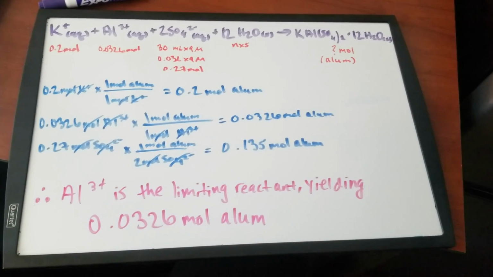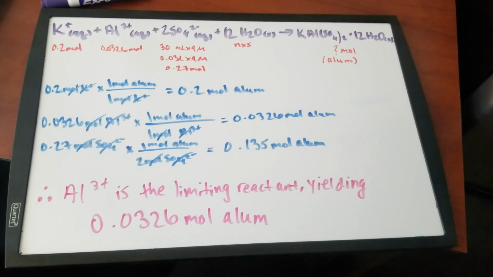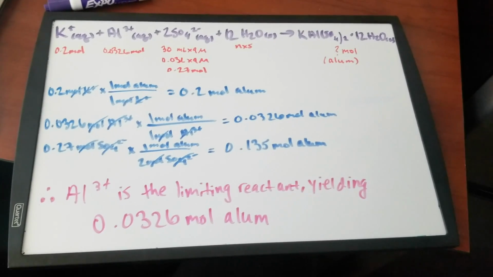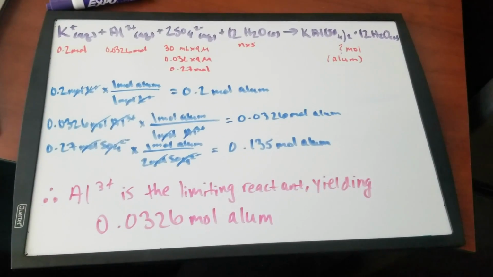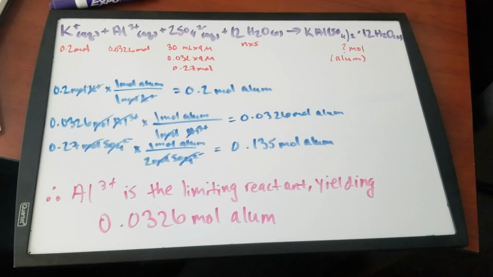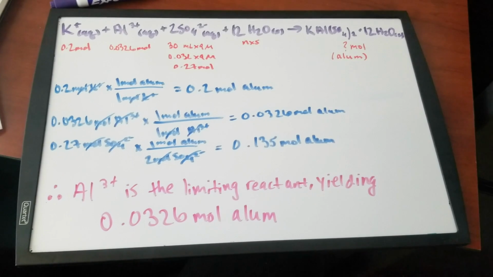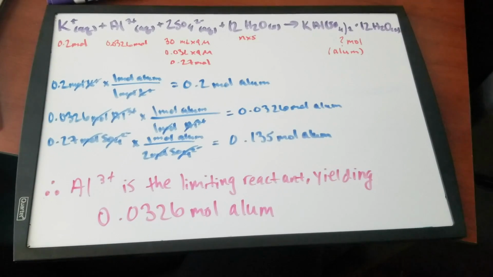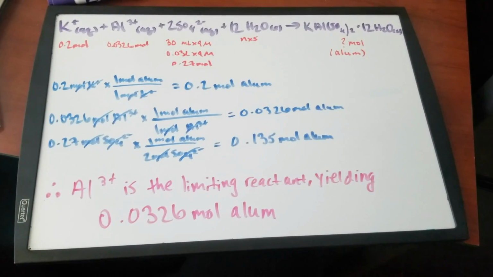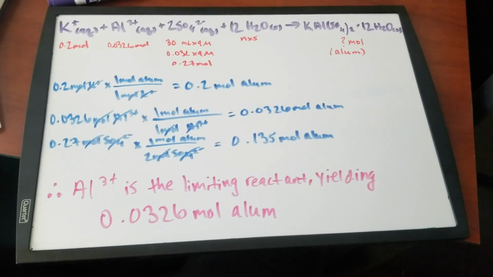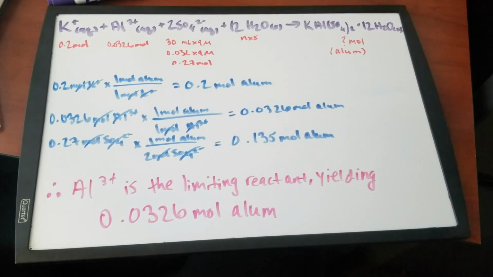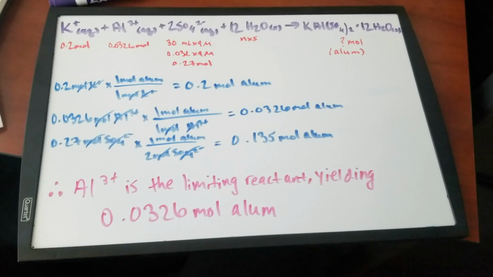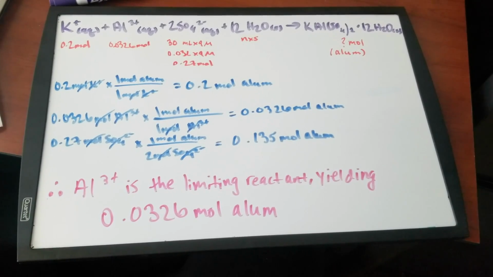Finally, we were able to determine the theoretical yield of alum using the final reaction. Looking for the limiting reactant, we used 0.2 mole of K+, which was determined from the first reaction. We also used 0.0326 mole of Al3+, which was carried over from the previous calculation. We also found that there were 0.27 mole of SO4 2- total using the 30 total milliliters of 9 molar H2SO4. The water was in excess. Using stoichiometric relationships, we determined that the Al3+ is the limiting reactant and it yielded 0.0326 mole of alum. The theoretical yield of alum was determined to be 0.0326 mole.